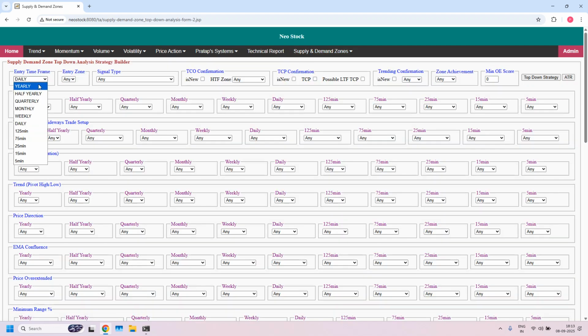Daily income trade, entry time frame 15 minutes. Entry zone, demand zone for sideways long trade setup. And bullish or bearish or sideways at entry time frame 15 minutes, I am selecting sideways long. Zone achievement violated opposing zone. Minimum order enhancer score 12. And also the 15 minutes demand zone should not be pierced.